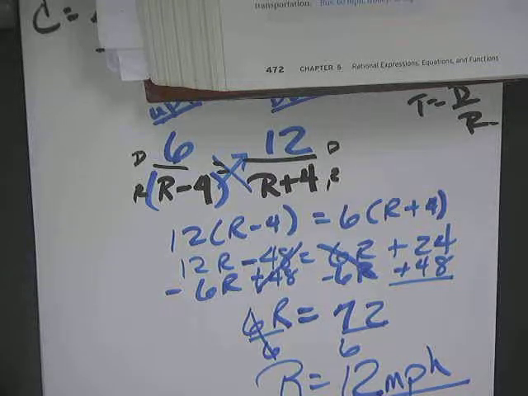6R, 24 plus 48, 72. Divide by 6. 12 what? Miles per hour. Yep. The rate of the boat is 12 miles per hour. Okay? Any questions? I think I've covered all the things you'll have to do as far as word problems, so hopefully it's all covered.